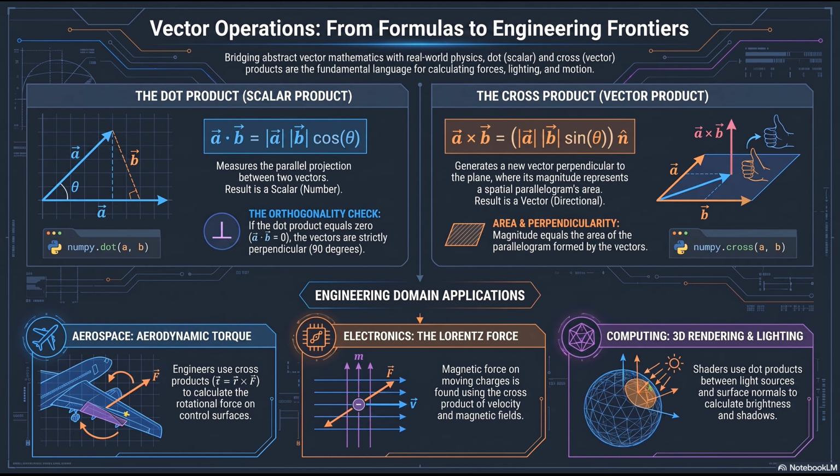No intense angles or anything. Not at all. You are simply adding the x-coordinate of the first vector to the x-coordinate of the second, the y to the y, and the z to the z. It is surprisingly intuitive when you break it down into those basic coordinates.